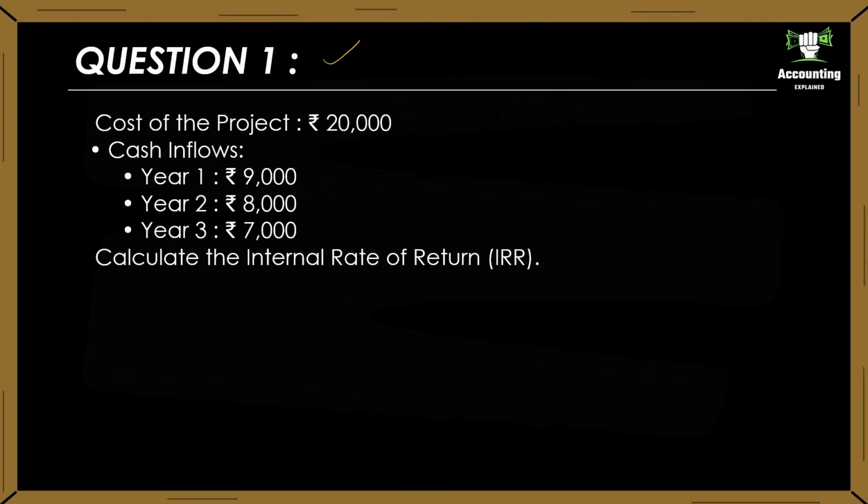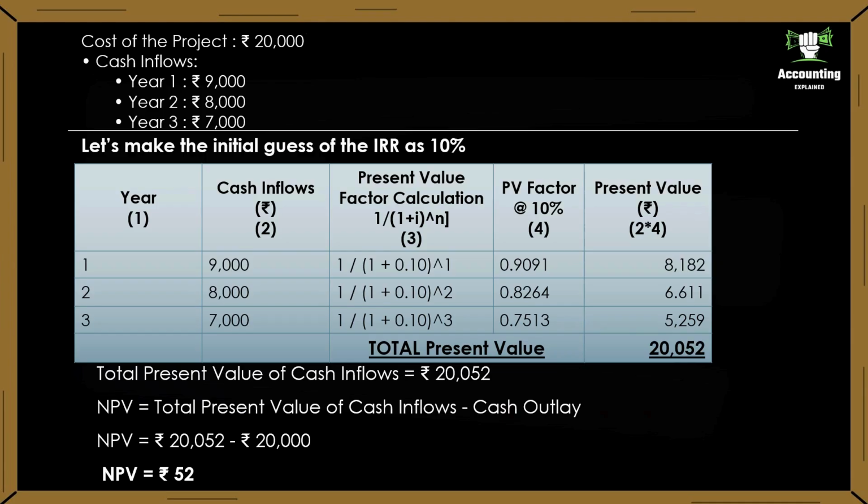Let us solve one question. Cost of the project 20,000, cash inflows: year 1 9,000, year 2 8,000 rupees, year 3 7,000 rupees. Calculate the internal rate of return or IRR. Students, this is the question.